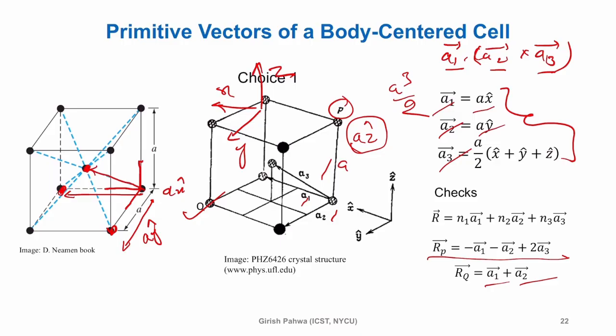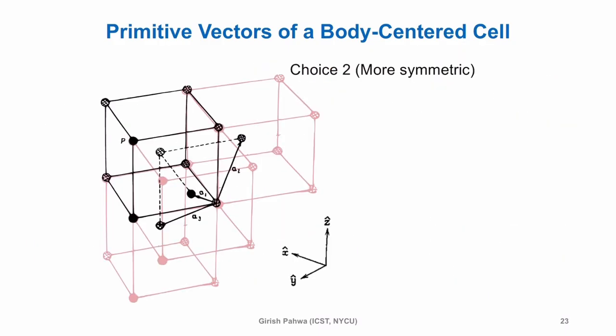Can I find one more set? It looks like it's a little bit complicated. It doesn't look symmetric. A1 and A2 are equal, A3 is something entirely different. Even their directions, if you look at, this and this. So it looks a little bit complicated. If I have to express the coordinate of any point in terms of A1, A2 and A3, it looks a little bit complicated. So do I have another set which is easier? So BCC has another commonly used, more symmetric choice.